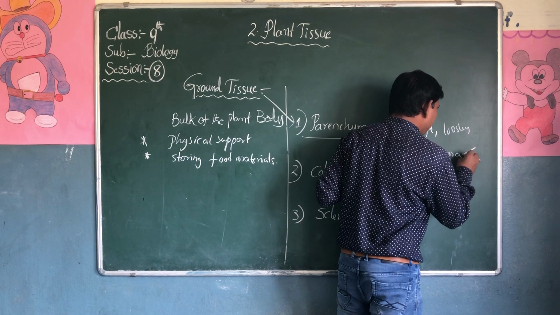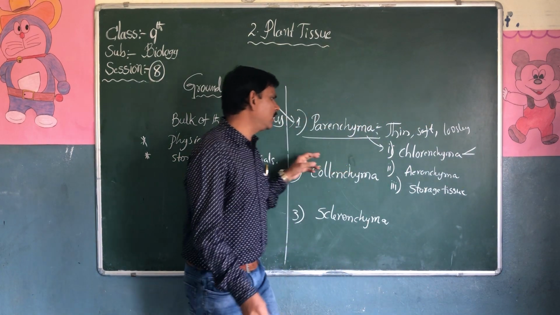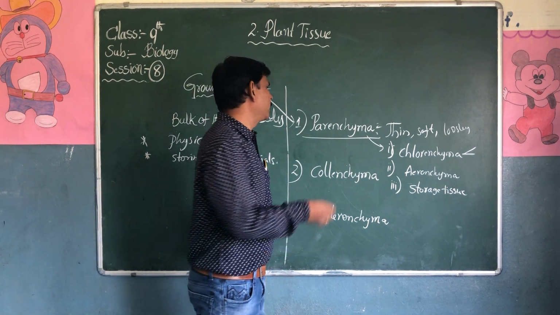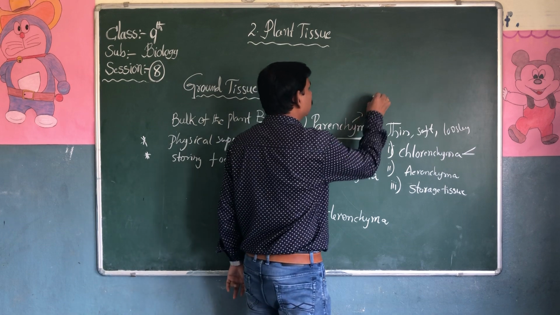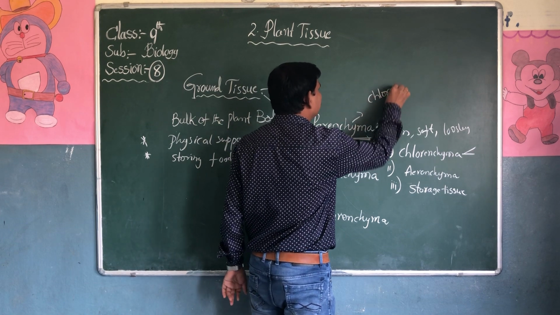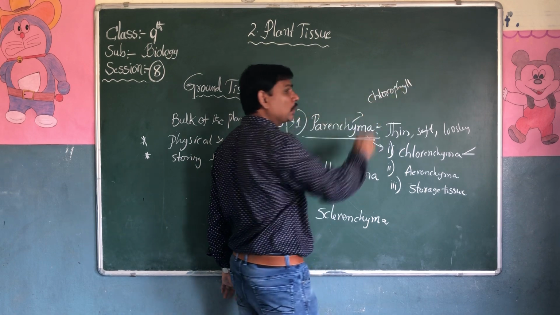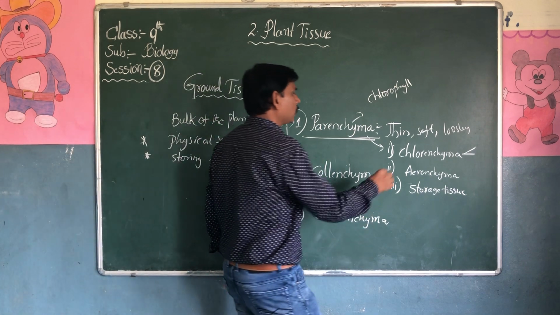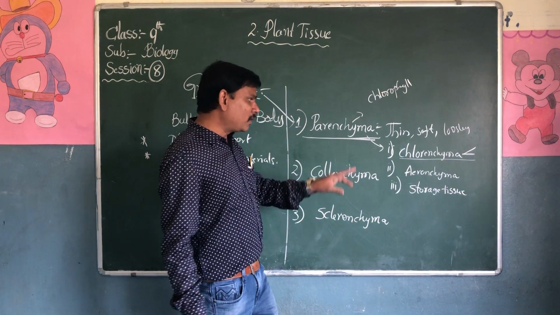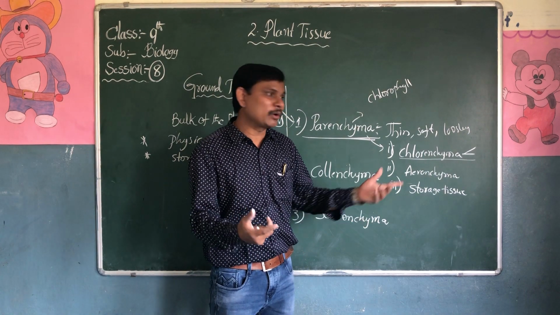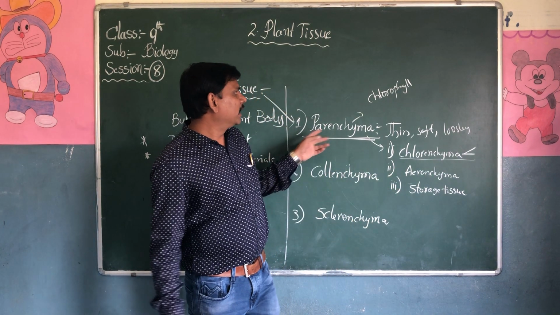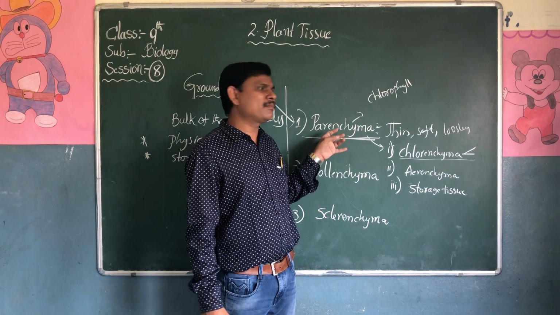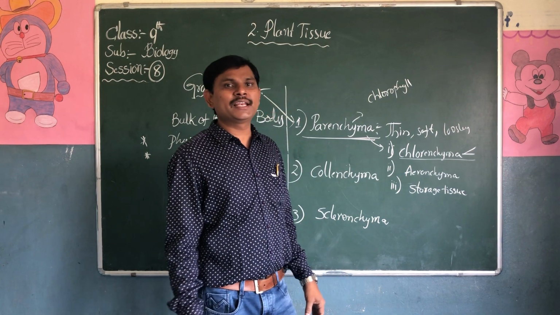In the parenchyma, if chlorophyll is present, such type of parenchyma is called chlorenchyma. The word itself has chloro in it, which refers to chlorophyll. In the parenchyma, if chlorophyll is present, it is called chlorenchyma.